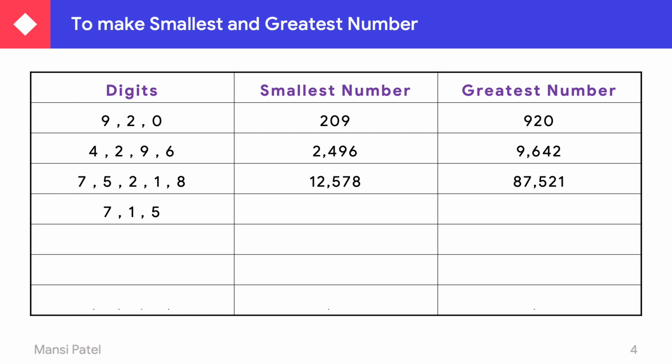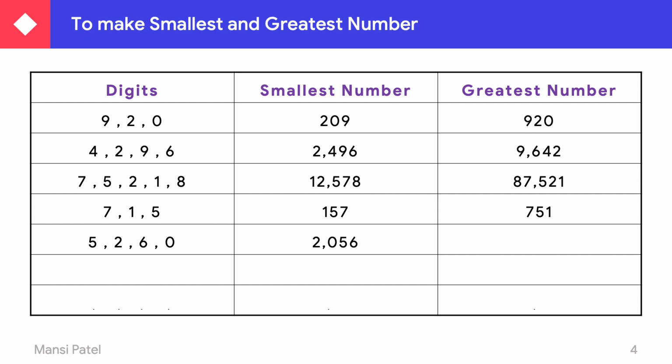So you have to make the smallest number and greatest number of 3 digits only. So the smallest number is 157 and the greatest number is 751. Now 4 digits. So you have to make the smallest 4 digit and greatest 4 digit. But do not start your number with 0. So after 0, which one is the biggest? 2. So you have to write down first 2 and then you have to write down 0. So your answer is 2056.